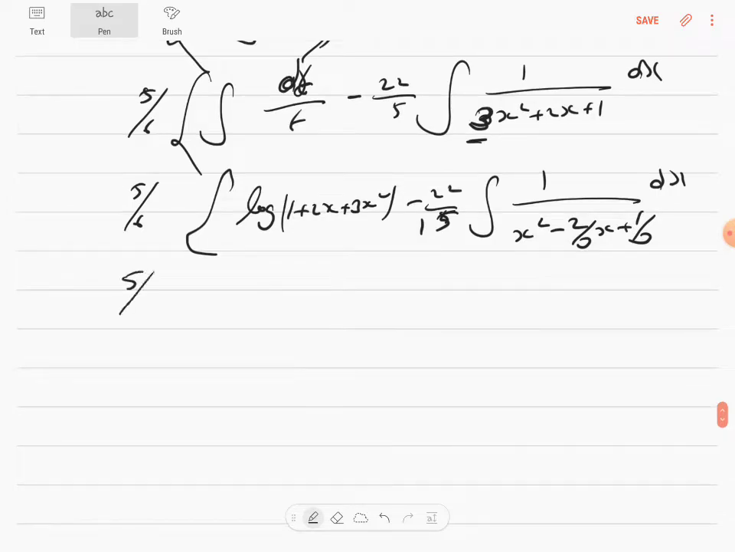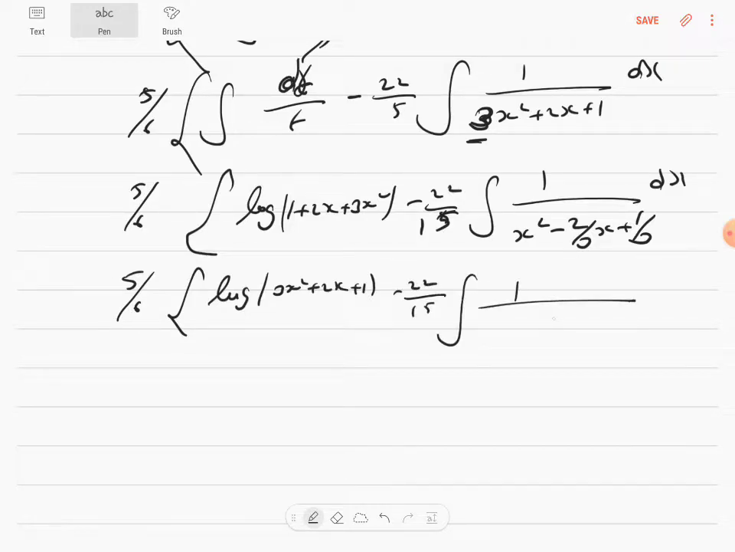So if I do that, 5 by 6 into log of mod of 3x square plus 2x plus 1 minus 22 by 15 into 1 by, I have to do completion of square here, okay. So x square minus 2, a is x, b is 1 by 3. Therefore, when I split this up, 2 is already there. So b square is 1 by 9, I can't put 1 by 9, I have to subtract 1 by 9 plus this 1 by 3 I have to bring in here.